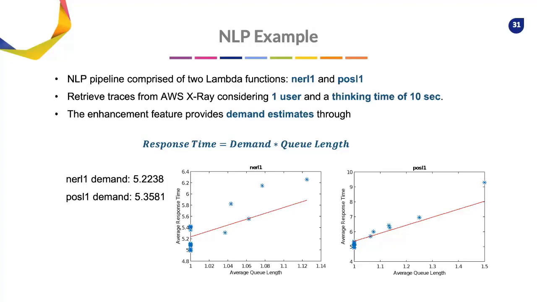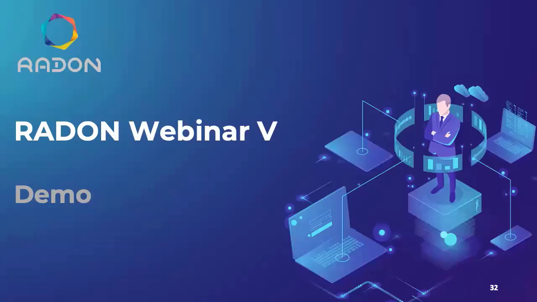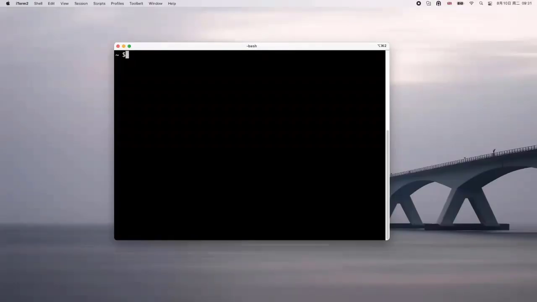Now we can go to the demo. The first thing we can show is how to get traces from Amazon X-Ray. In order to achieve this, the first thing we can do is list the trace IDs by using the getTraceSummaries API. This will be done by specifying a start and an end timestamp.